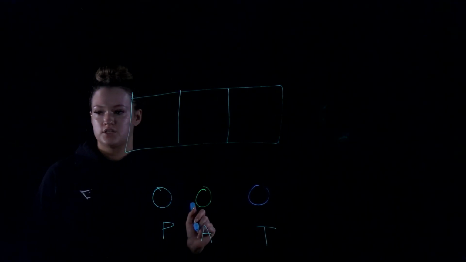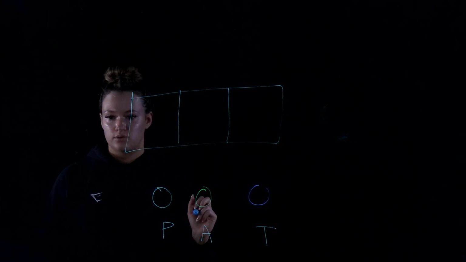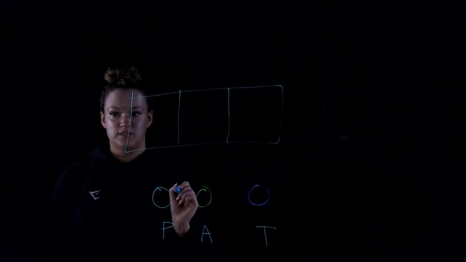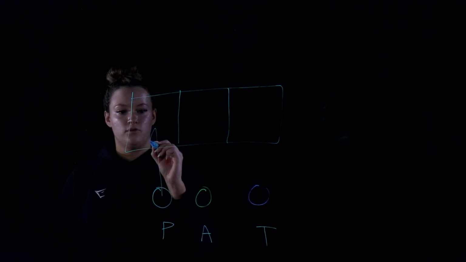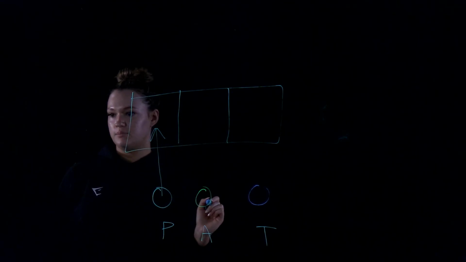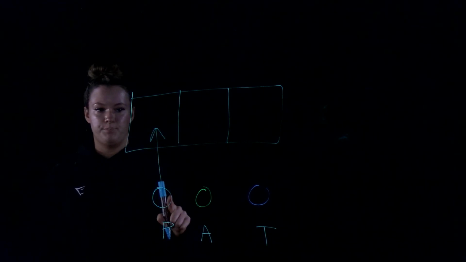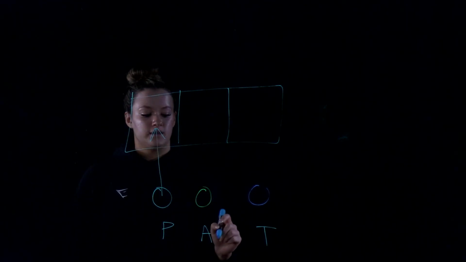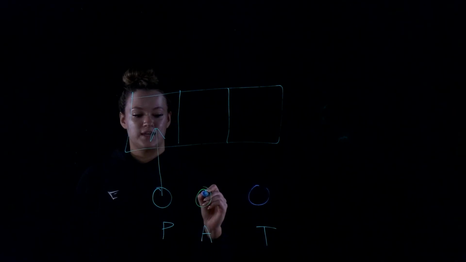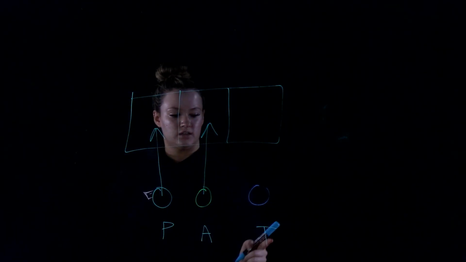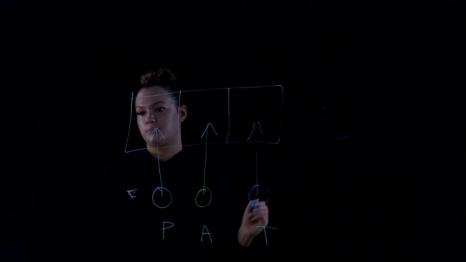So we're going to start out by splitting up the sounds. As we say the P sound, we're going to move the P tile to this block. So we say P, move the tile. Then we say a. As we're saying a, we move the tile to this block. As we say T, we move the tile to this block.